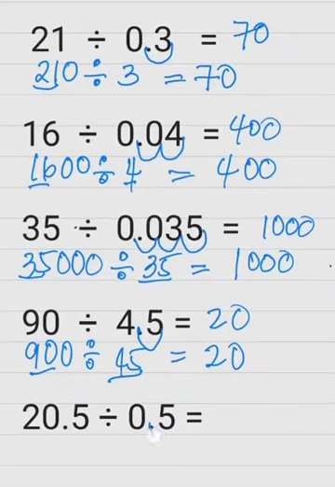Here, one place to the right, which means we're going to move this one place to the right also. So 205 divided by 5. So 20 divided by 5 is equal to 4.